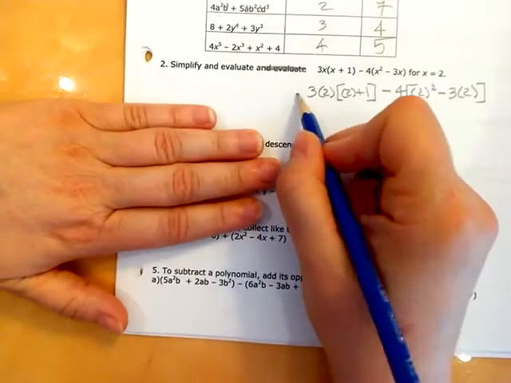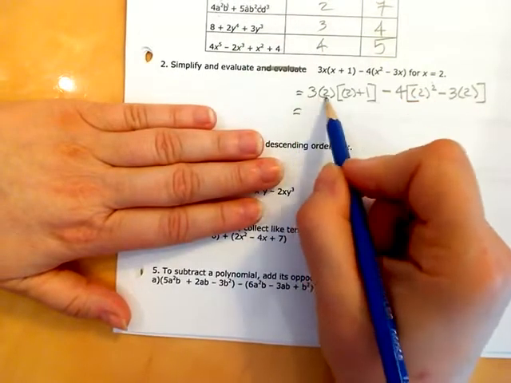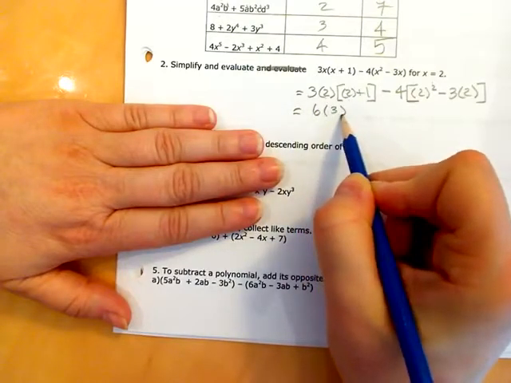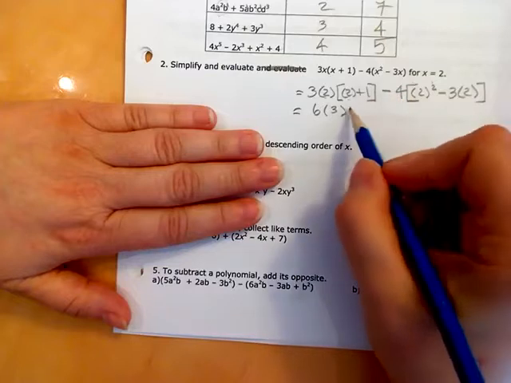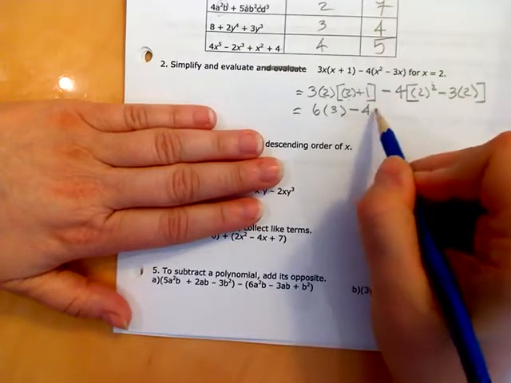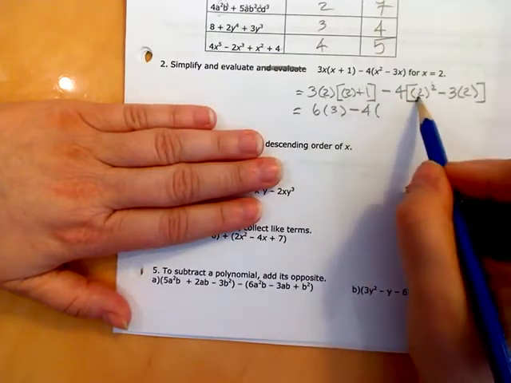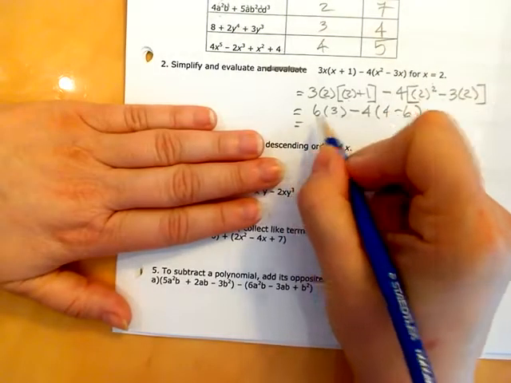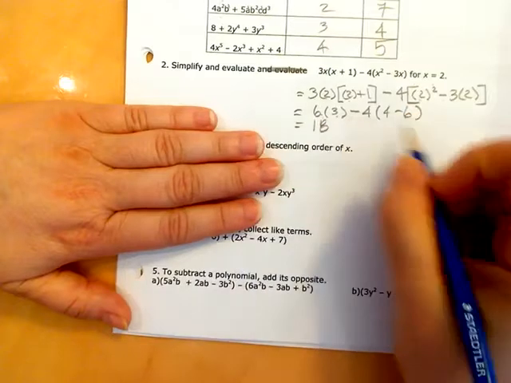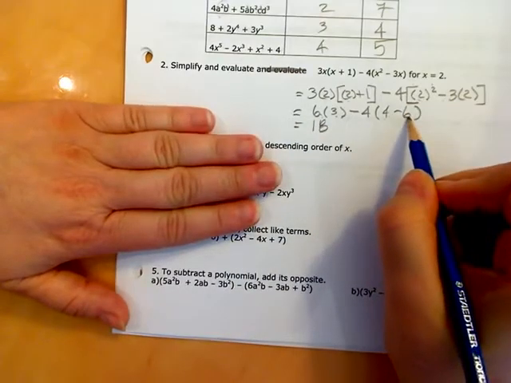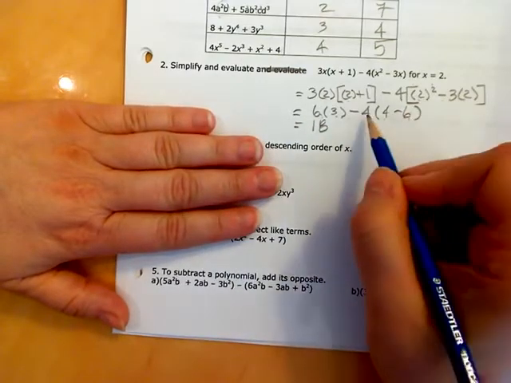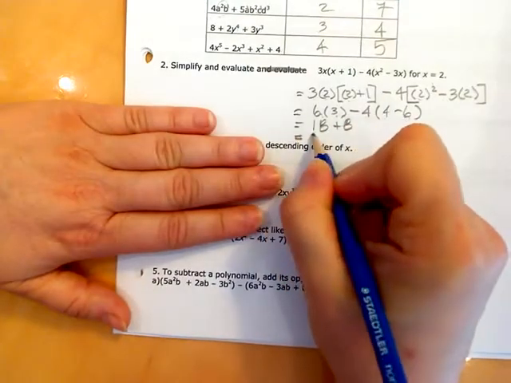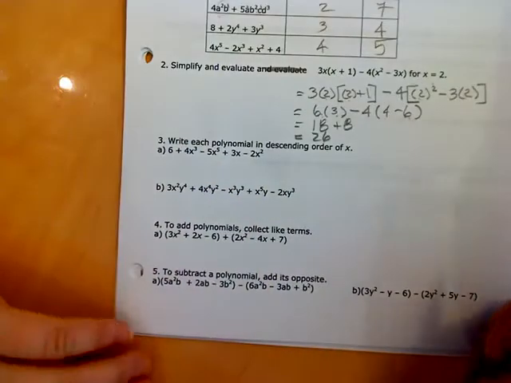So let's simplify here. Here we have 6, and here we have 3. Then I have minus, and then 4. And in these brackets I have 4 minus 6. So that's 18. And 4 minus 6 is negative 2, and negative 2 times negative 4 is positive 8. So we have a grand total here of 26.